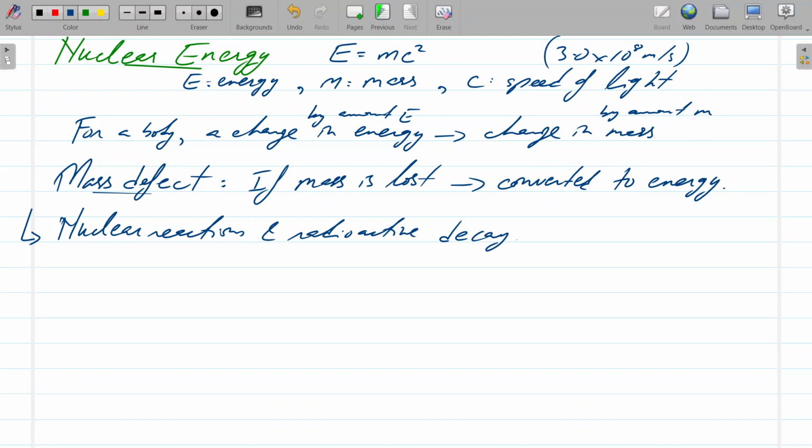We're just going to talk about that. And so an implication and understanding from this is that mass, or matter in general, is a very concentrated store of energy.